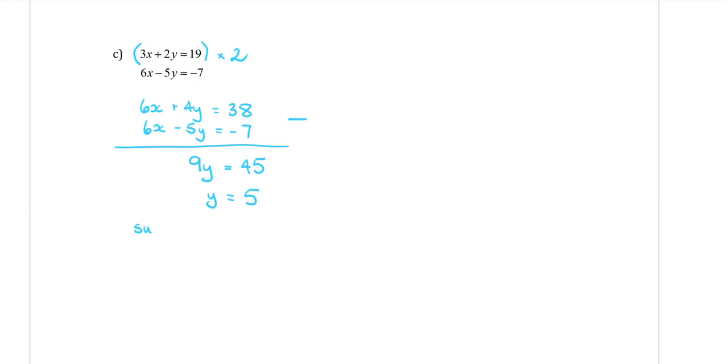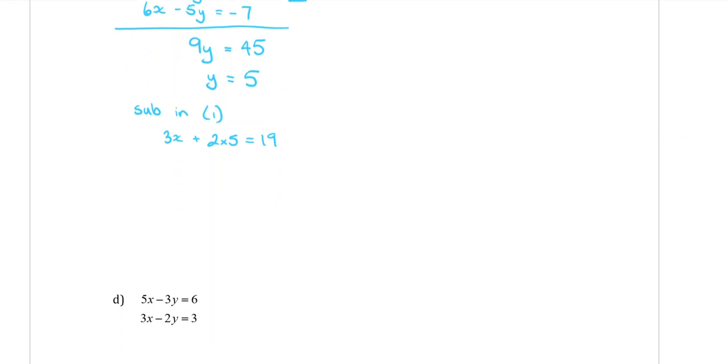Let's sub back in, and we can sub into any of the 4 equations. It could be the 2 original ones or the ones underneath. Let's just go into equation 1, the very top one up here. So that would be 3x plus 2y, 2 times 5, equals 19. 2 times 5 is 10, so we have 3x plus 10 equals 19. Subtract the 10 and we get 9. Divide by 3 and we get 3. The solution is 3, 5.